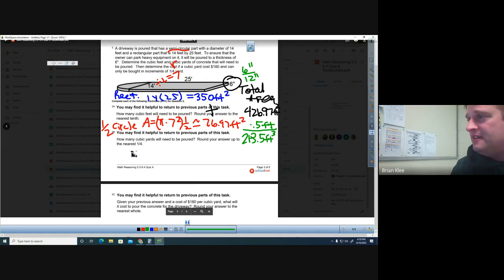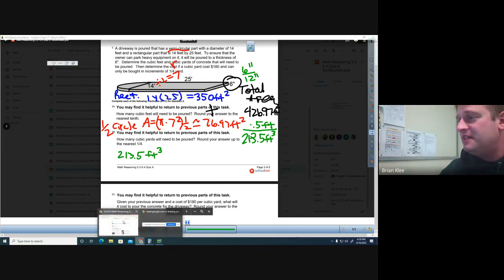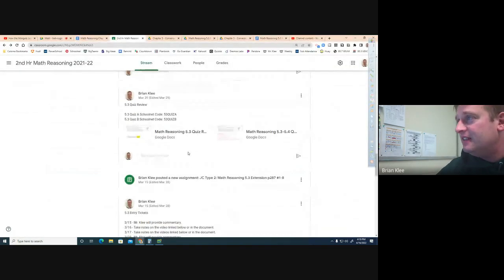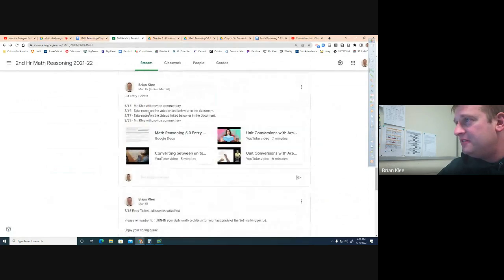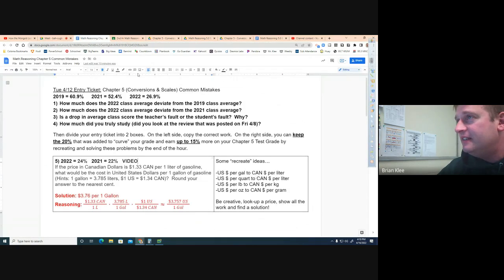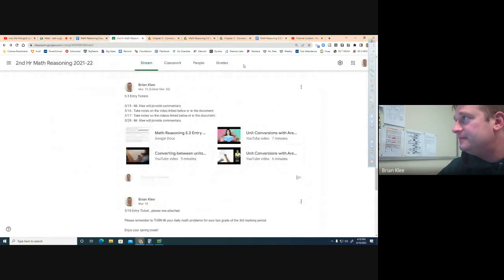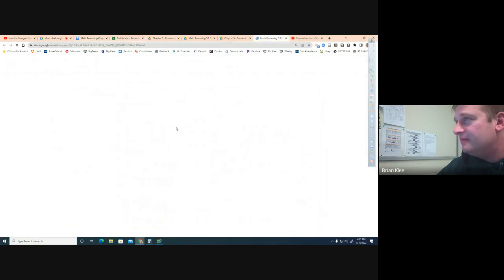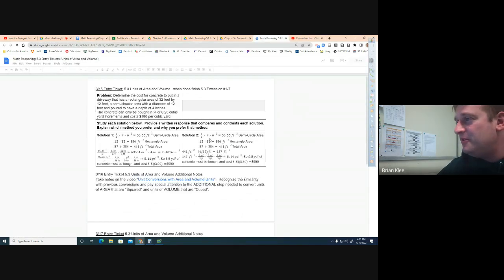Okay, so we're sitting there. We need to turn that into cubic yards. And even though the time's ticking and this is part of my work, I feel I've got enough time to go back and show you, well, we had a whole entry ticket on this. If you go back to the 5.3 entry ticket right there, Mr. Klee will provide some commentary. You click on it, you open it up. It looks like this. There were two ways to get this.